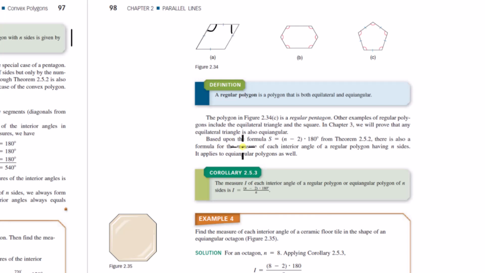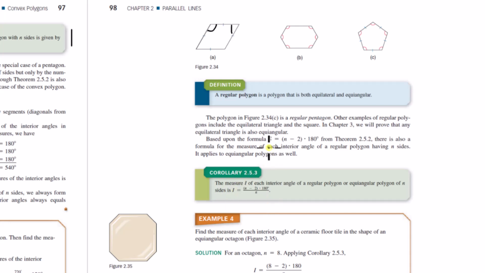Okay, based upon the formula for the sum of the interior angles of a polygon from the previous theorem, there's also a formula for the measure of each interior angle of a regular polygon having n sides. It applies to equal angular polygons as well. So this is going to be a corollary of the previous theorem for the sum of the interior angles of a polygon. All this is a formula for the interior angles of a regular polygon, and it's really kind of trivial.